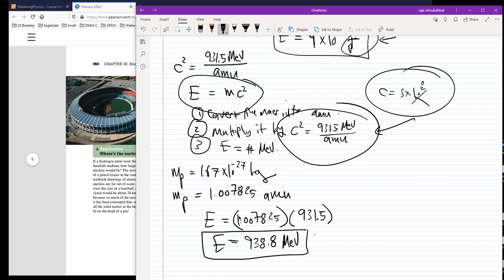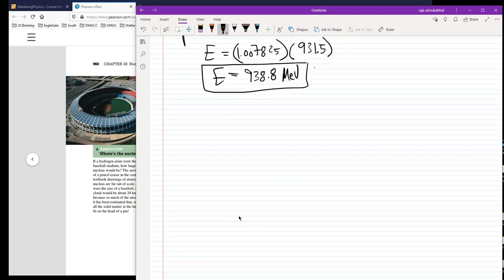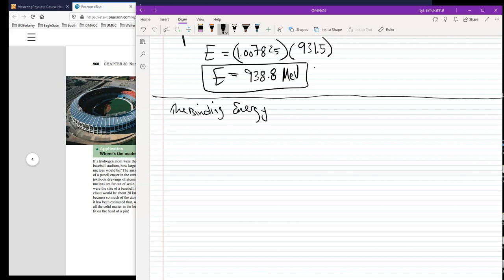Now the next topic is the binding energy, which is one of the first topics in the chapter that is really important. The binding energy. Basically, the energy that binds the nucleons together, right? So, how do we calculate it? Simple. The binding energy is this.